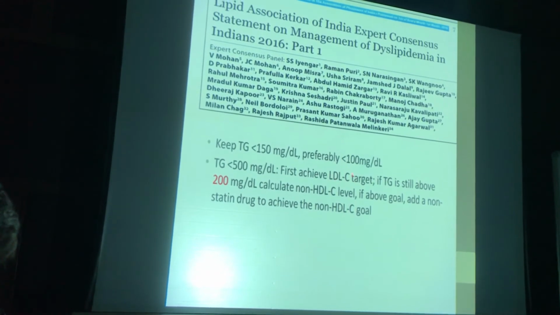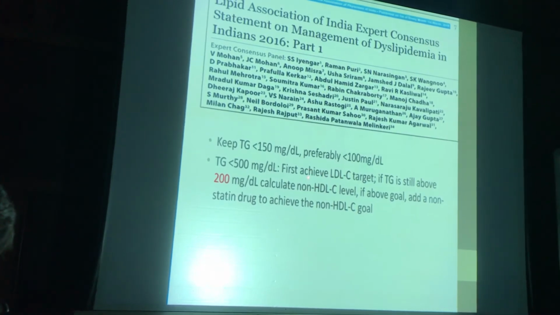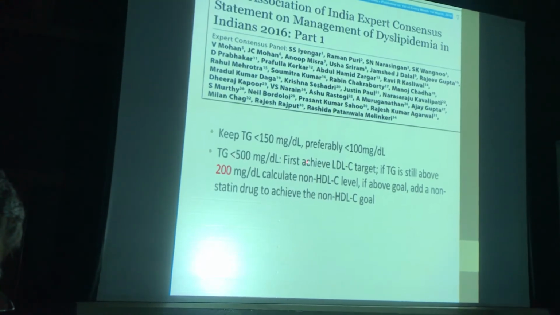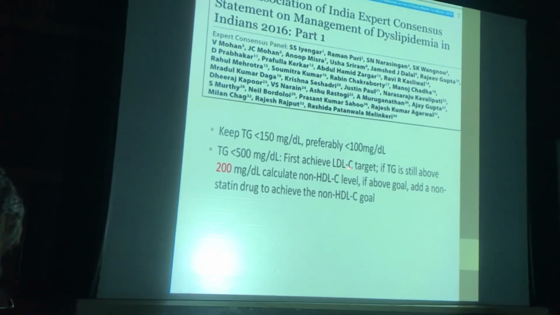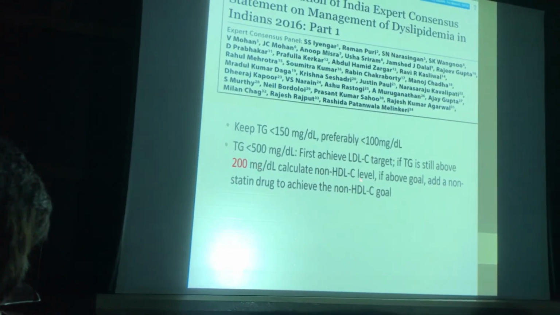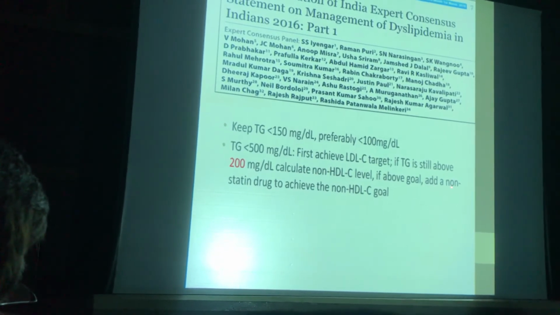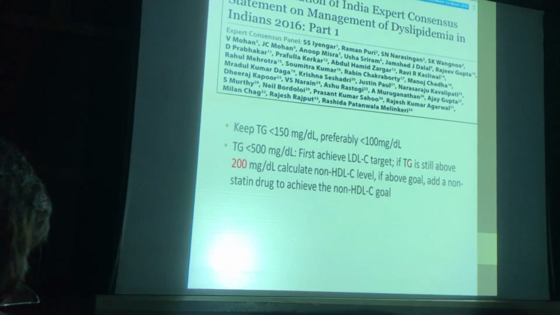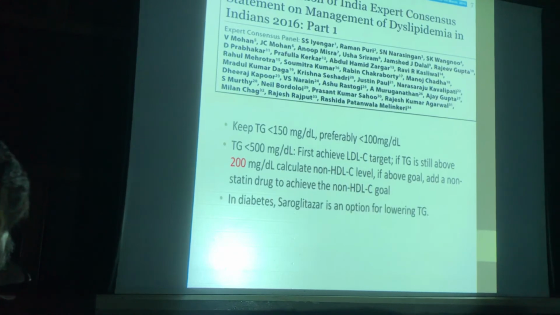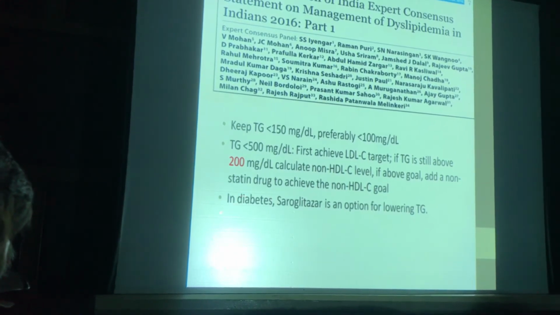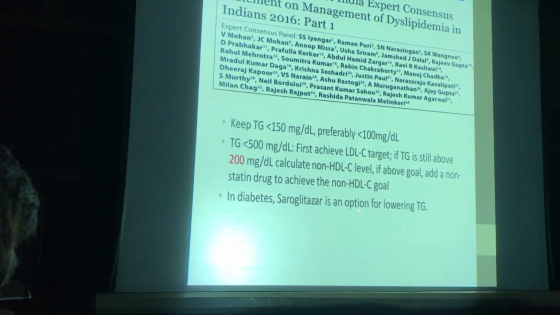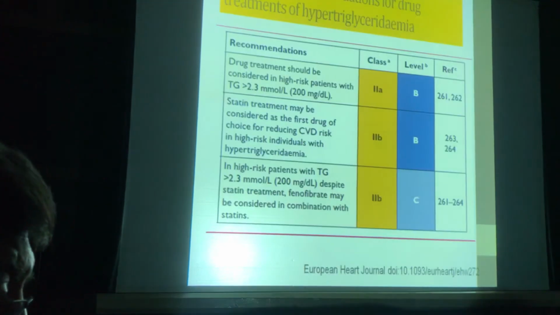First achieve the LDL cholesterol goal. This is a very important component of treatment, because we don't jump onto the treatment of triglyceride in the first instance. Even if the triglyceride is on the higher side, first we try to bring the LDL cholesterol to the target level, and if the triglyceride is still above 200 milligram percent, then calculate the non-HDL cholesterol, and if it is above the goal, add a non-statin drug. The statin is always there; add a non-statin drug to achieve the non-HDL cholesterol goal. In diabetes, we have fenofibrates and saroglitazar, which is a new entry into the market and a good option for lowering triglyceride levels.